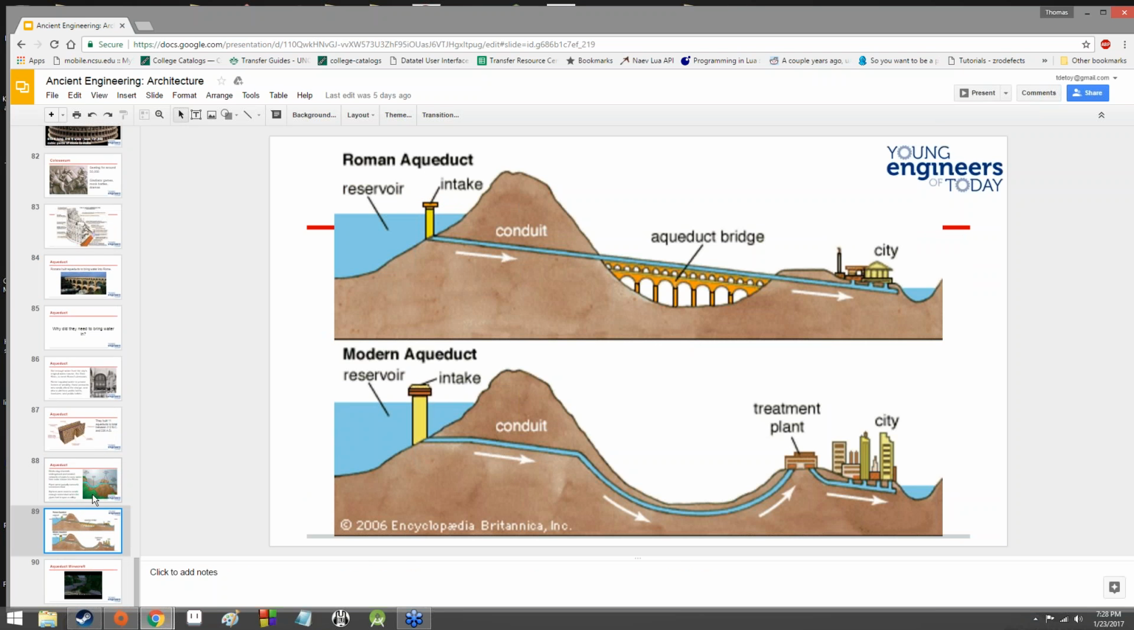And that's an aqueduct in Minecraft. Okay, so that actually does it for architecture.